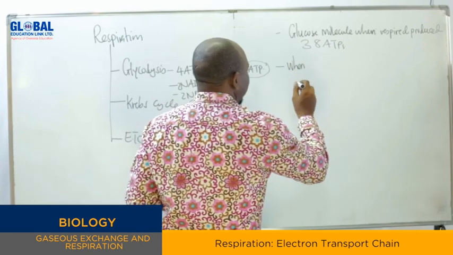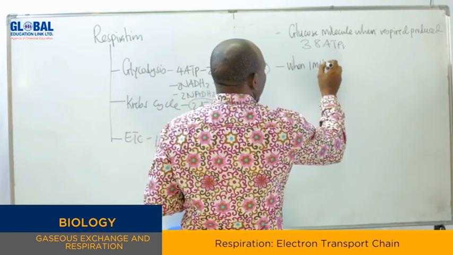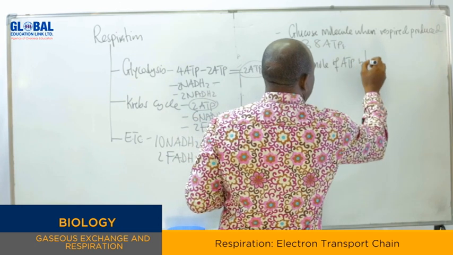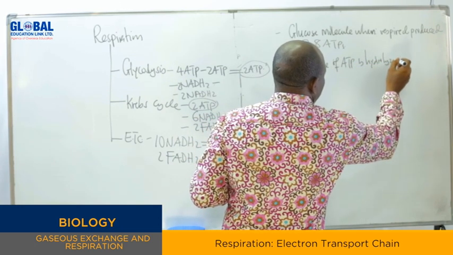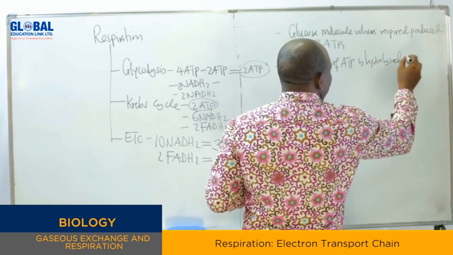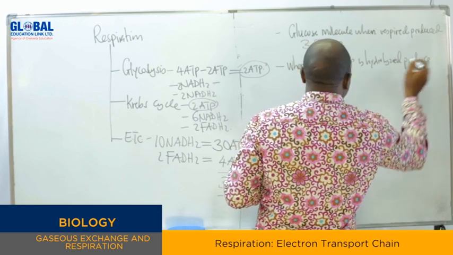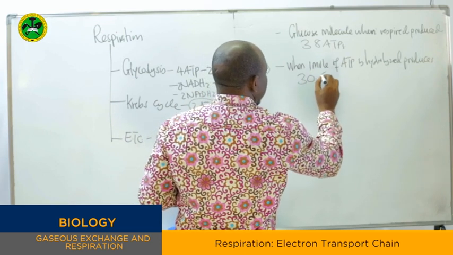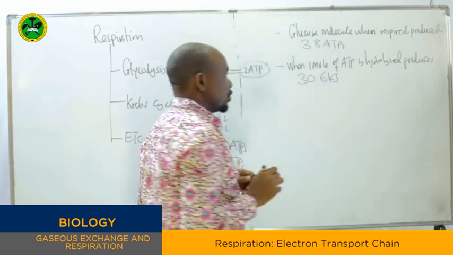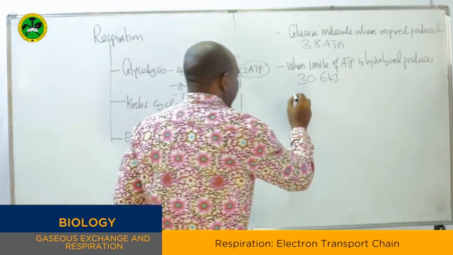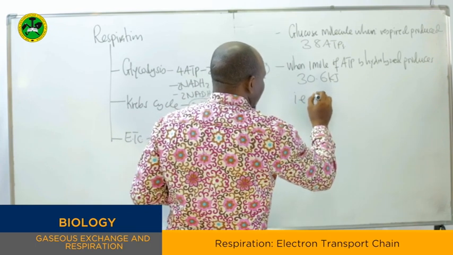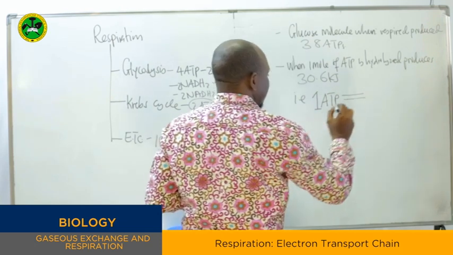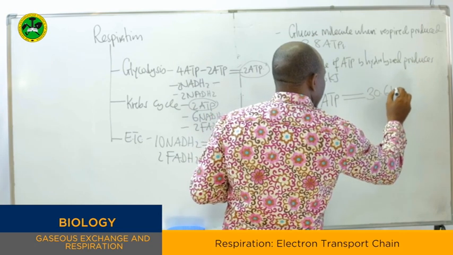That is, when one mole of ATP is hydrolyzed, it produces 30.6 kilojoules of energy. That is, 1 ATP is equivalent to 30.6 kilojoules.